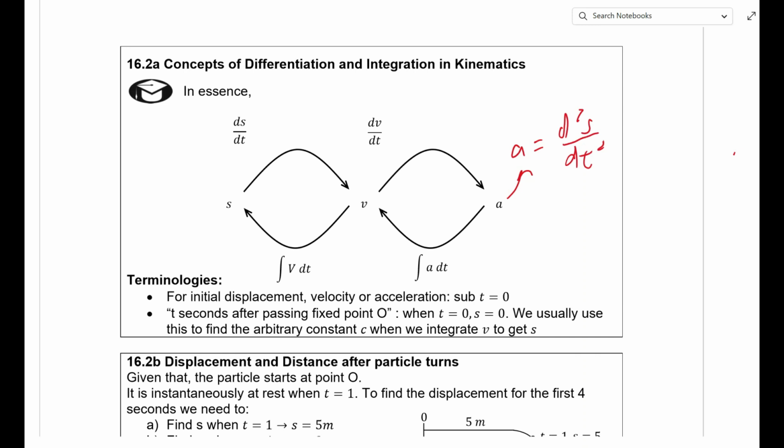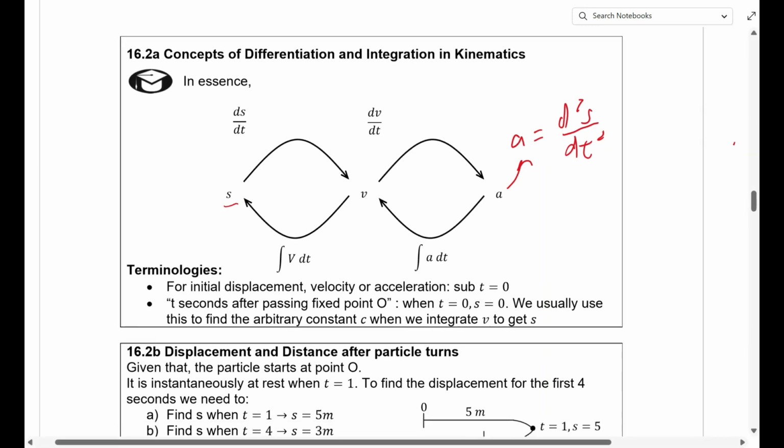two times. Since integration is basically the opposite of differentiation, we can integrate our acceleration to get our velocity, so we are going backwards. If we integrate acceleration, we get velocity, and if we integrate velocity, we'll get back our displacement, our s.